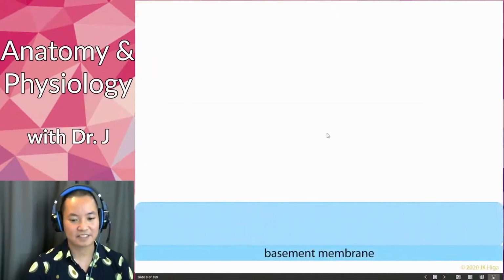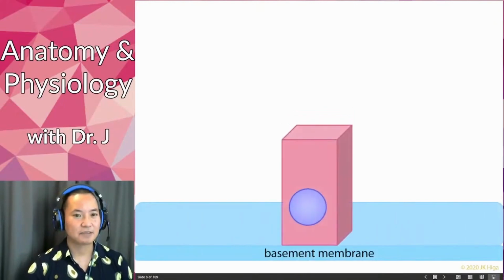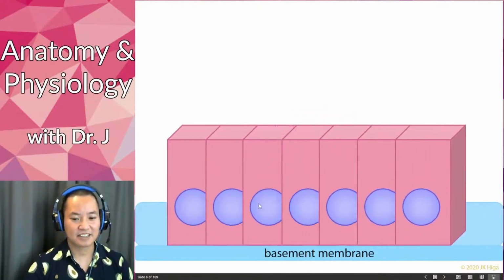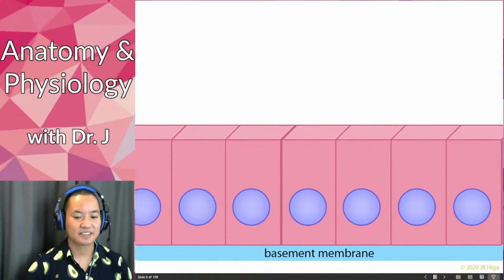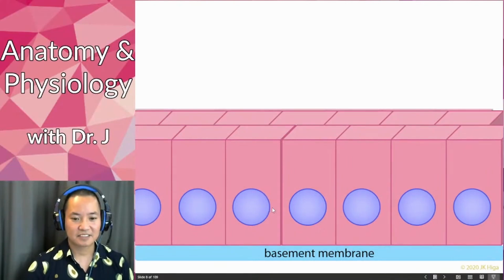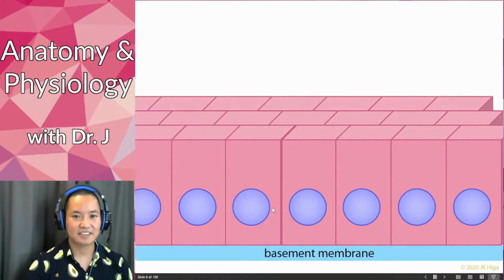Okay, so then we have this basement membrane. When you have an epithelial layer, you have all these cells, and they're arranged so that they're forming the sheet of cells. They're all attached to this basement membrane. So again, you can have multiple layers of these cells as long as they're attached to that membrane, and it's an epithelium.